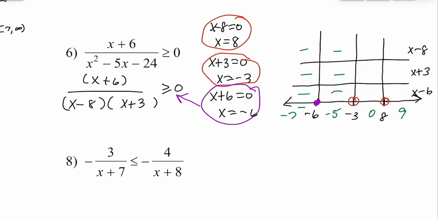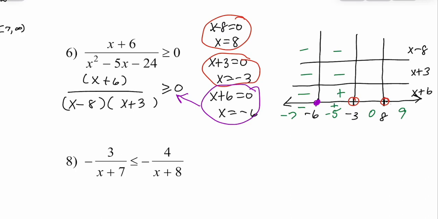Wait, did I do everything right? Let's see here. Yes, something's wrong. What did I do wrong? Oh, that's an x plus 6, which would make this one right here a positive then? Yeah, okay, so that one ends up being a positive. So 2 negatives make a positive. Sorry about that. That's what you get for not writing it down right.